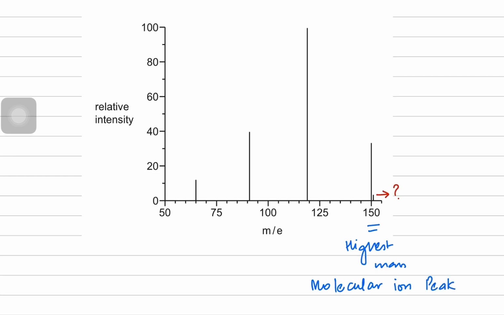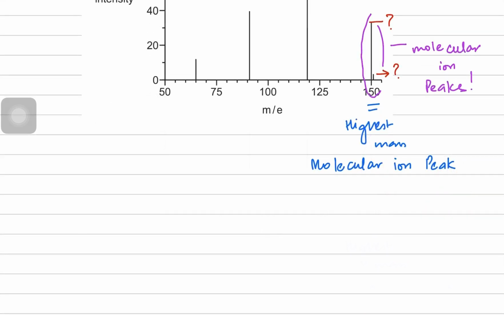But I can see there are two peaks. Is it the 151 or the 150? Actually, both of them are the molecular ion peaks. But why do we have two peaks for the same molecule? The reason for that lies in how the mass of carbon changes.